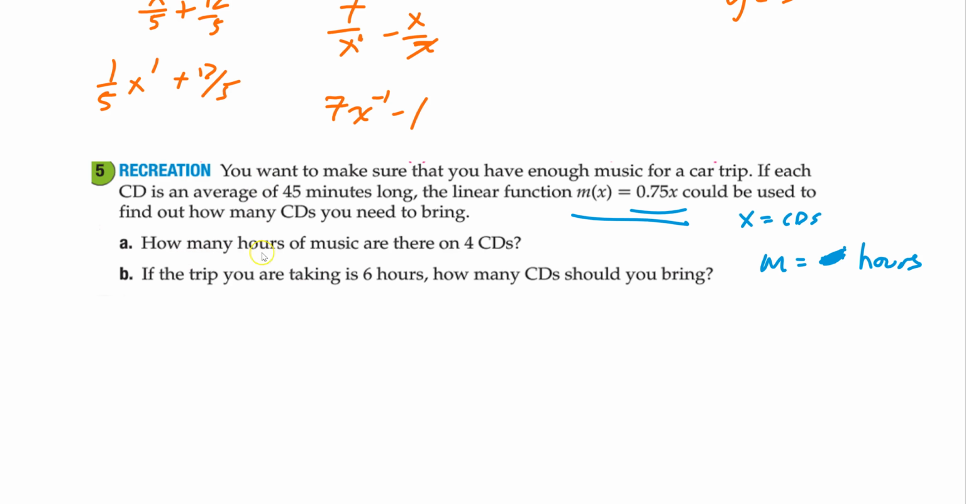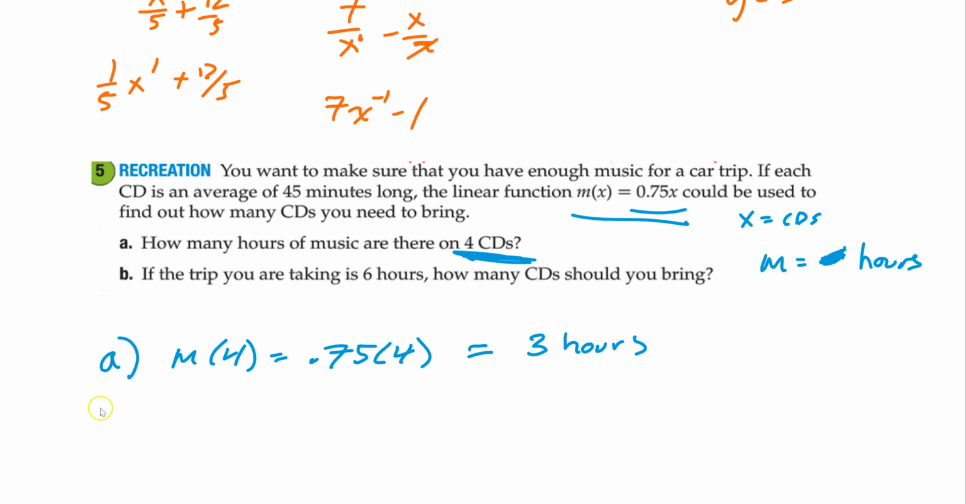How many hours of music are there in 4 CDs? So notice they gave us CDs. That's what x is. We're going to plug it in for x. Very simple. So they want to know, if you have 4 CDs, how many hours of music is that? If you multiply that out, you get 3 hours. So 4 CDs is 3 hours.